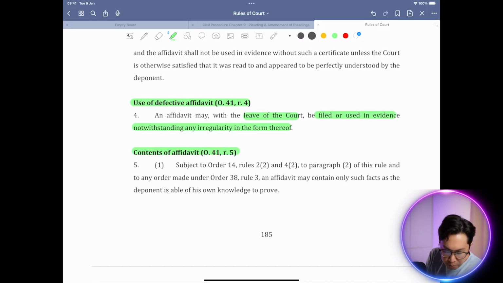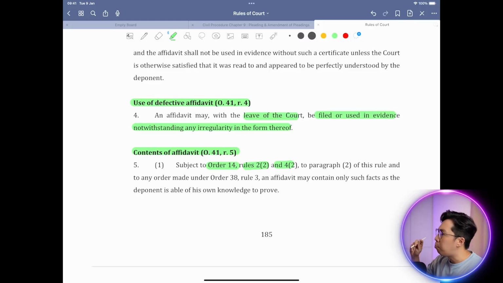It says that subject to Order 14, Rule 2 and 4 sub 2. Why subject to Order 14? And then you look at Order 14, which we haven't done yet, which we'll do soon. What is Order 14? Order 14 is summary judgment. Under Order 14, Rule 2 sub 2, I read to you: unless the court otherwise directs, an affidavit for the purpose of this rule, what rule? Order 14, Rule 2, may contain statements of information or belief with the sources or grounds thereof.